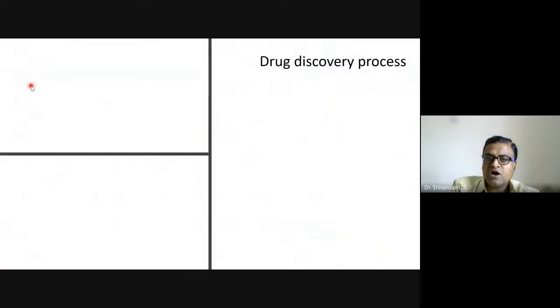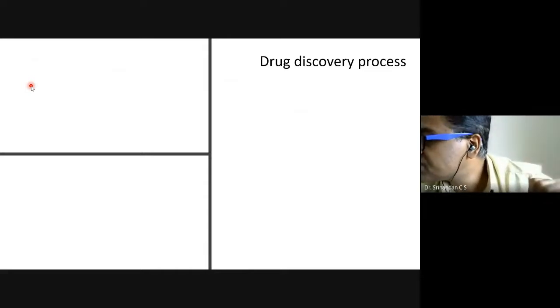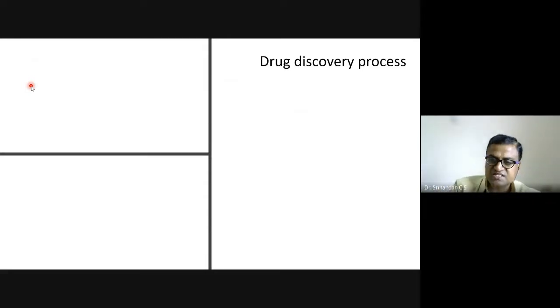Okay, now how does this drug discovery take place? For example, there are anti-diabetic drugs, and for obesity they will give drugs. For hypertension, they will give drugs. For everything, every disease, even for an infection, they will give a drug. How is this drug discovered? You see, it's a very tedious process.